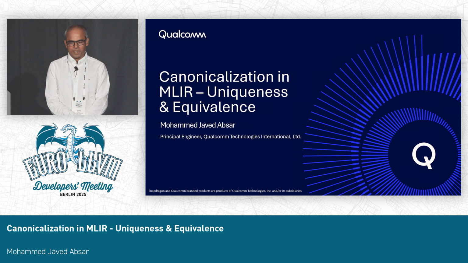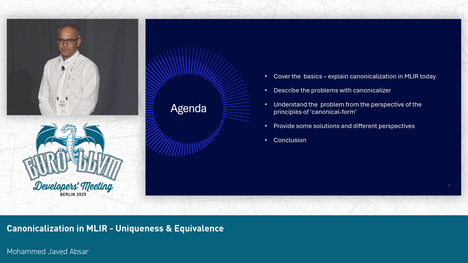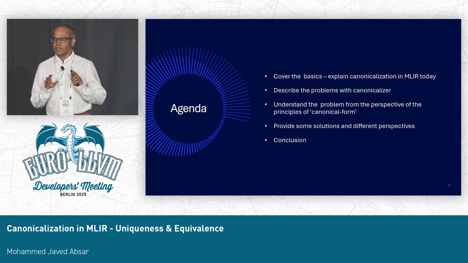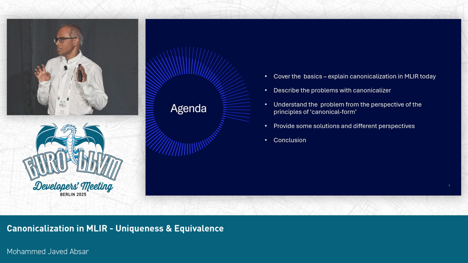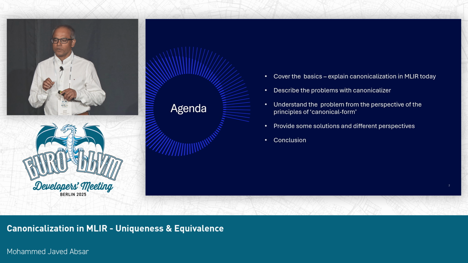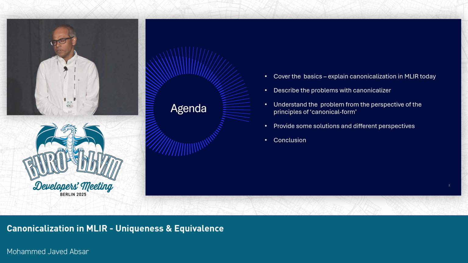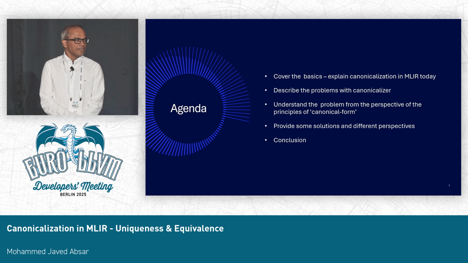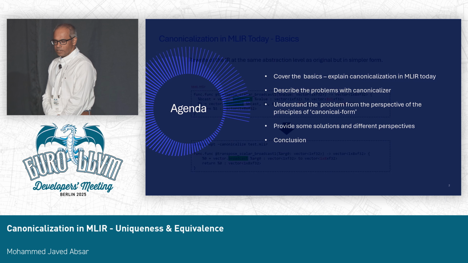Okay, so, canonicalization in MLIR. First we'll cover the basics. It's not a deep dive, so it's really going to explain a little bit what canonicalization in MLIR is, how it's done, etc., so that everybody's on the same page. And then we'll talk about what the problem with it is. Then we'll try to understand the problem from different perspectives and see if we can, in the Q&A, reach some conclusions and consensus.